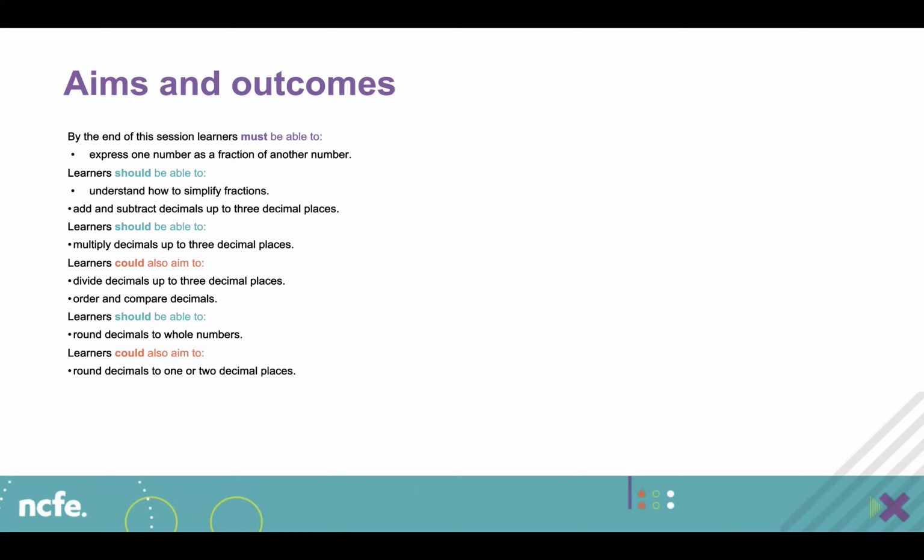Learners could also aim to divide decimals up to three decimal places. Order and compare decimals. Learners should be able to round decimals to whole numbers. Learners could also aim to round decimals to one or two decimal places.